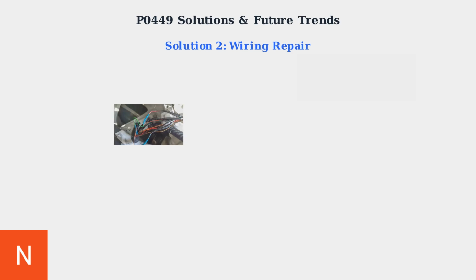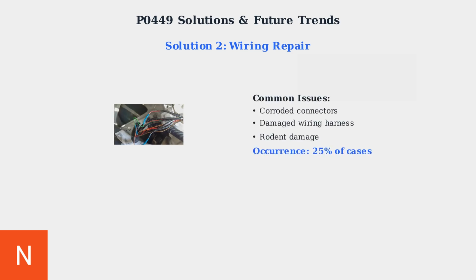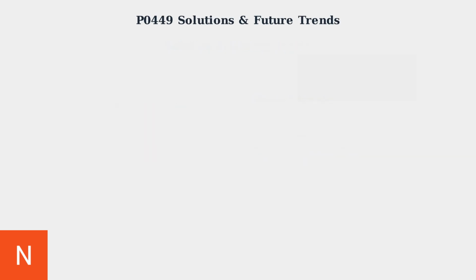Wiring problems account for 25% of P0449 codes. These issues often involve damaged connectors, corroded wiring, or rodent damage to the harness. Repair costs vary depending on the extent of damage.